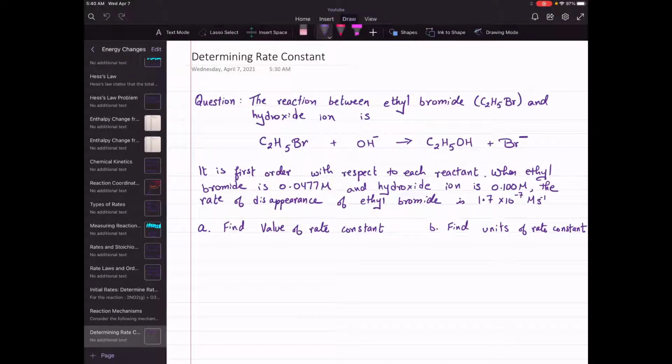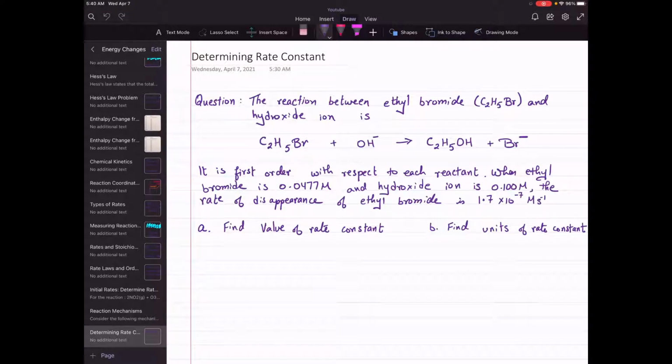Hi folks, today I have a lesson for you about determining the rate constant when the initial concentrations and the rate is given. So here is a question. The reaction between ethyl bromide, C2H5Br, and hydroxide ion is as follows. C2H5Br plus OH minus forms C2H5OH plus Br minus.